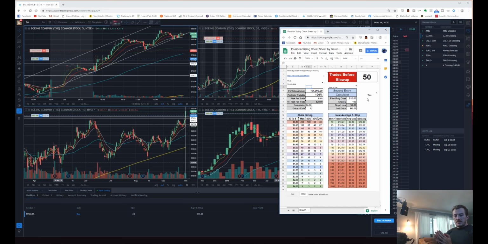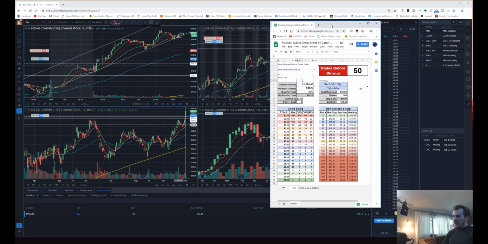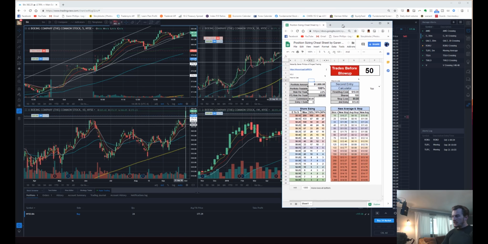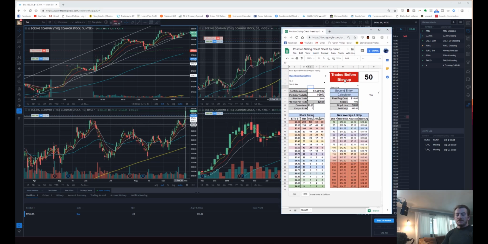Alright, so this is the position sizing cheat sheet calculator. The software you see in the background is TradingView. It's a web-based charting software I'm currently experimenting with, and I'm actually in a trade right now in my paper account, up $120 on Boeing. And this trade was taken using this calculator. So let me show you what it is.